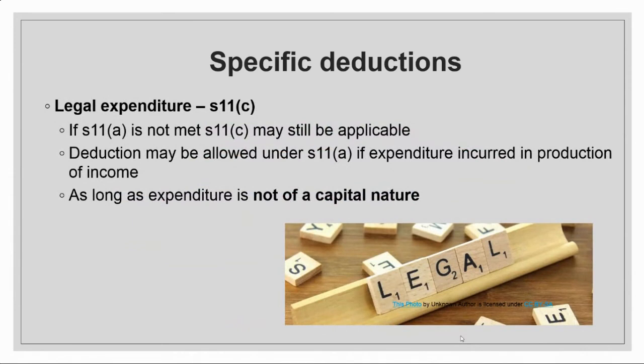Then legal expenditure. You can deduct any legal expenditure that you had to incur in order to defend your business, which is also related to the production of income. If you can't claim it in terms of Section 11C, generally it will also be allowed in terms of Section 11A as it was incurred in the production of income. However, if the expenditure is of a capital nature because it creates an enduring benefit, then you need to see if it falls under 11C, which is the specific one.